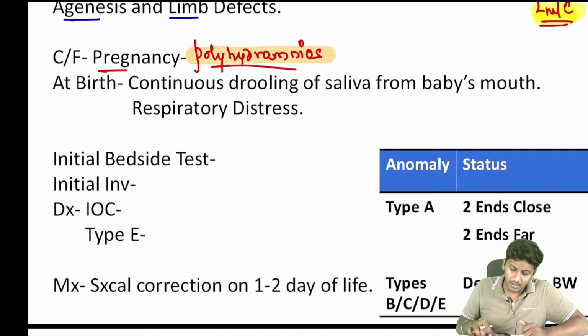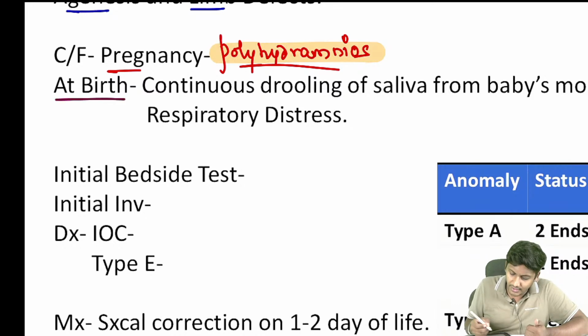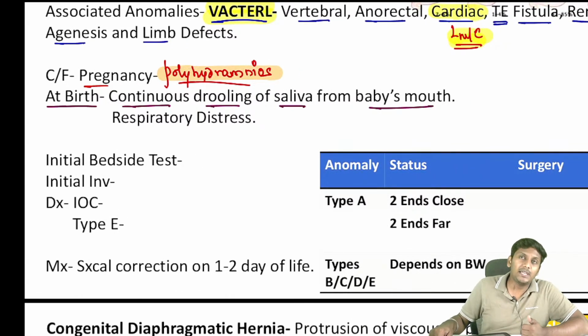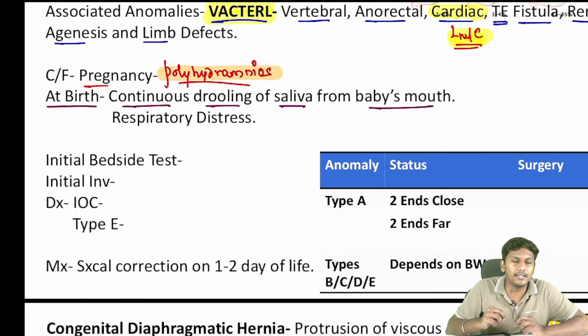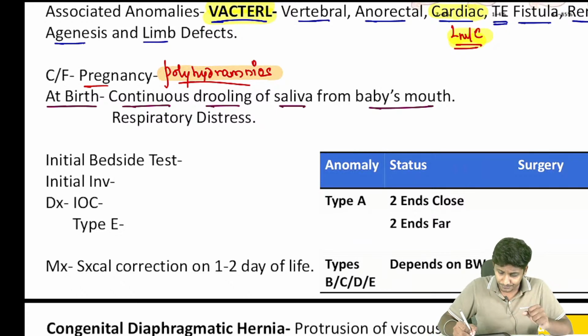Okay? Now how are we going to suspect that the child has esophageal atresia at birth? How will we find out? At birth definitely there will be continuous drooling of saliva from the baby's mouth. This baby does not have a complete esophagus. Therefore, the baby cannot swallow all that saliva. All that saliva will keep on coming out from the baby's mouth. There is continuous drooling or pouring out of saliva from the baby's mouth.